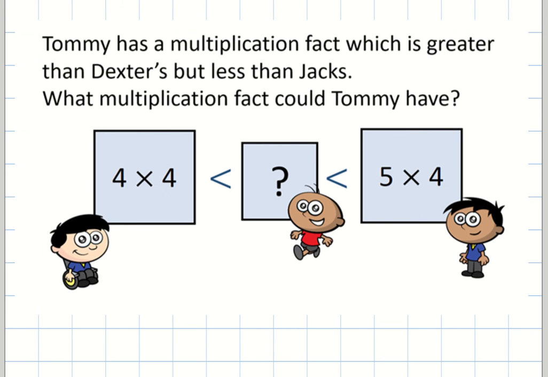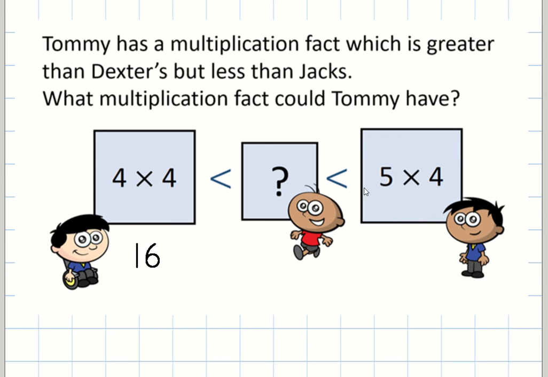Now, when we're comparing statements, sometimes we can compare more than one of something. So here it says, Tommy has a multiplication fact which is greater than Dexter's, but less than Jack's. What multiplication fact could Tommy have? So this is Tommy in the middle, and you can see the question mark. So we've got here 4 times 4. So have a think, if we have 4 lots of 4, how many do we have? Hopefully, you'll have remembered that we have 16, okay?